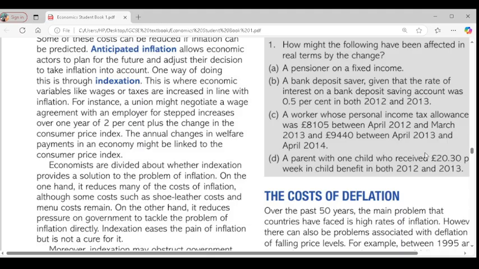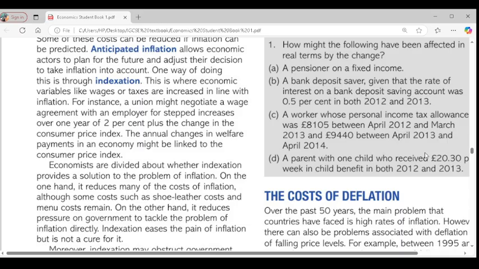So if wages are adjusted, it means firms have to pay more to their workers. So paying more means increasing the cost of production for firms. That would also bring back a high inflation rate due to cost-push inflation. Do you get it? So indexation might obstruct government intervention, bringing about government failure. So we can call it an unintended consequence. Is it clear? Yes. Any question about the cost of inflation? No.